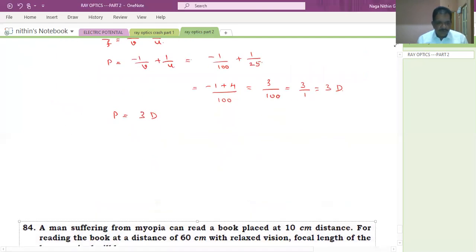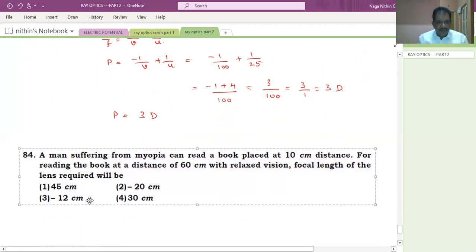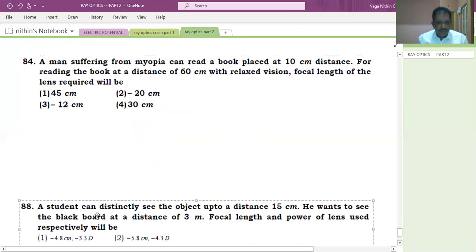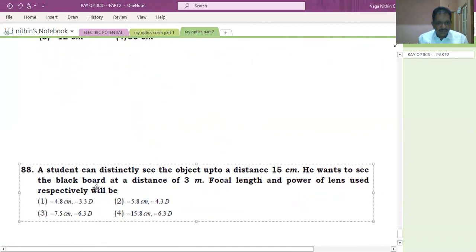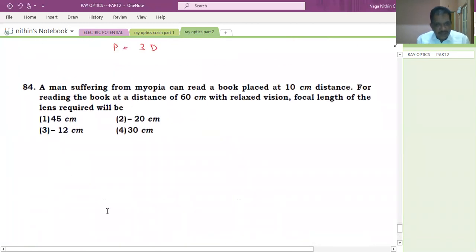Next, 84, you see what they are asking. A man suffering from myopia can read a book placed at 10 centimeter distance. For reading the book at a distance of 10 centimeter with a relaxed eye, find the focal length of the lens required. So 1 by f is equal to 1 by v minus 1 by u. Book reading case, both will be negative. So minus 1 by v plus 1 by u.